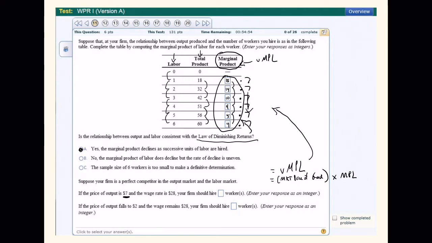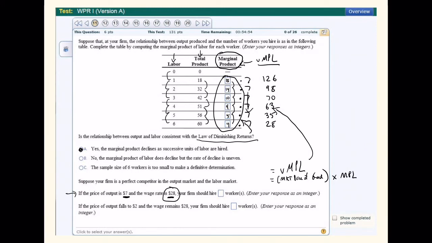So 18 times 7, doing some quick math in my head, is 126. 14 times 7 is 98. 7 times 10 is 70. 9 times 7 is 63. 5 times 7 is 35. And 4 times 7 is 28. So now we've calculated the value of the marginal product of labor, the value in product that each one of these laborers is bringing to the table as they're added to the equation. And then the question asks, if the price of the output of labor is 7 and the wage rate is 28, how many laborers should your firm hire?